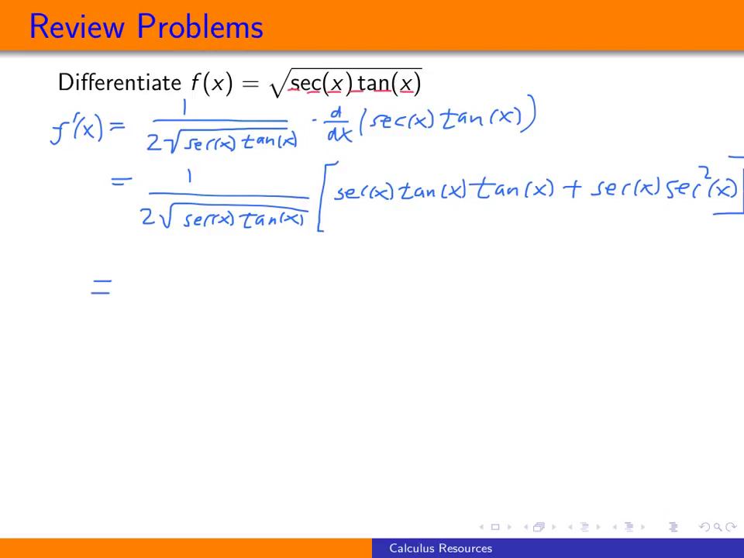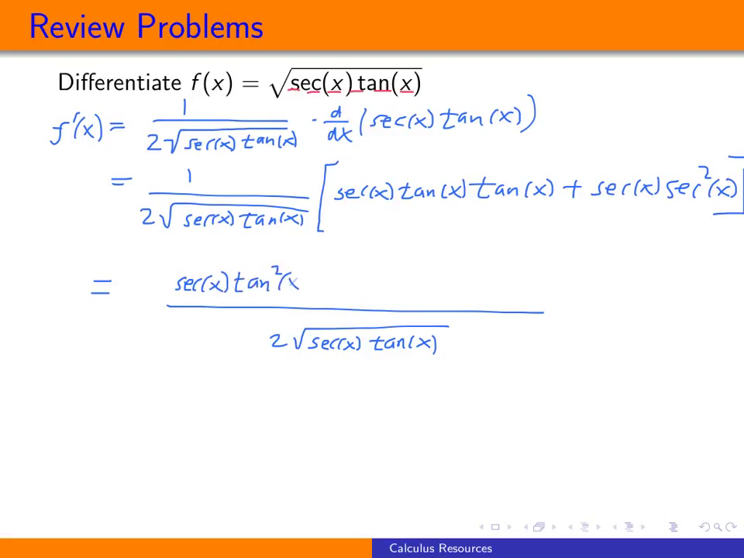So putting this all together, we have a fraction. The denominator is 2 square root of secant tangent. And in the numerator, with a bit of simplifying, we have secant tangent squared from the first term, plus secant cubed from the second, which completes the desired derivative.